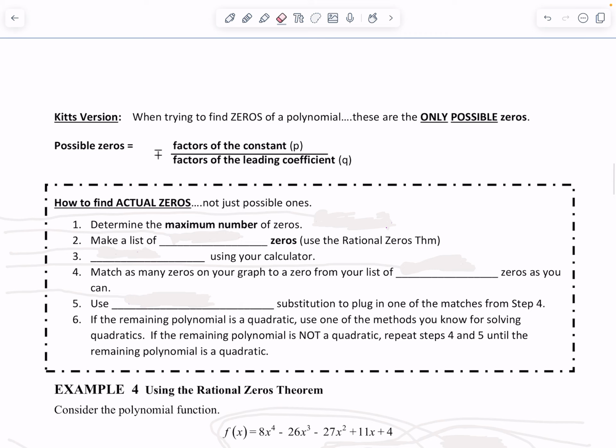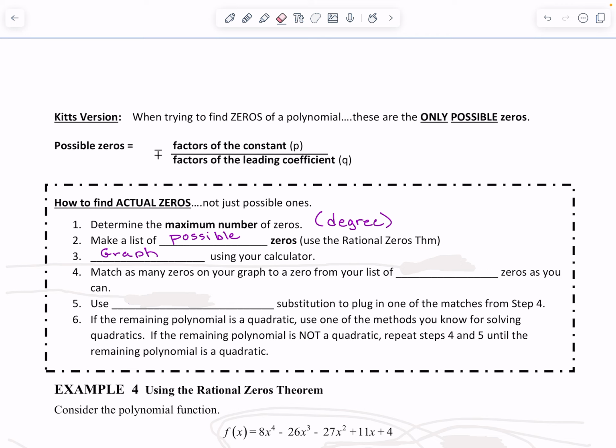So here's how to find the actual solutions, not the possible ones, but the actual ones. So the first thing we have to do is determine how many zeros you have. So again, remember that means you're just looking at the degree on the equation. So then you're going to make a list of all the possible zeros, and we're going to use what I'm getting ready to teach you, the rational zeros theorem. So you're going to list all the possible ones. Then you're going to graph it using the calculator. So we're actually going to graph on the calculator now.